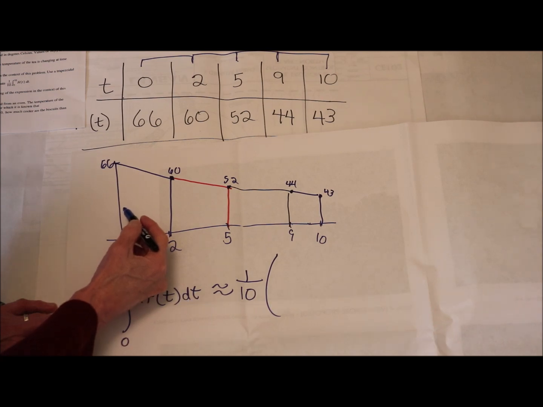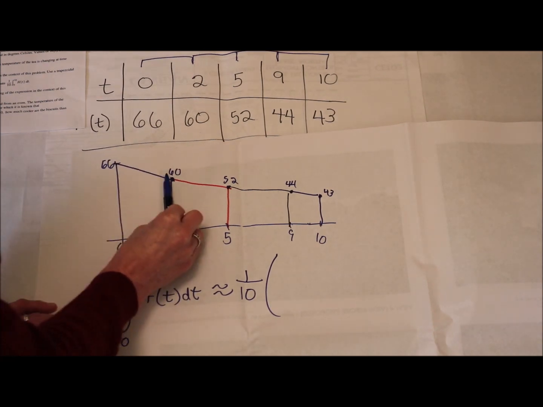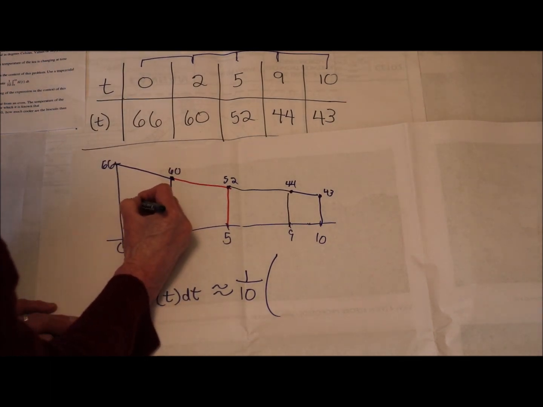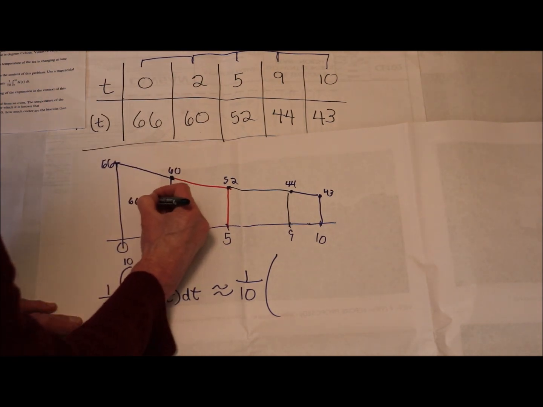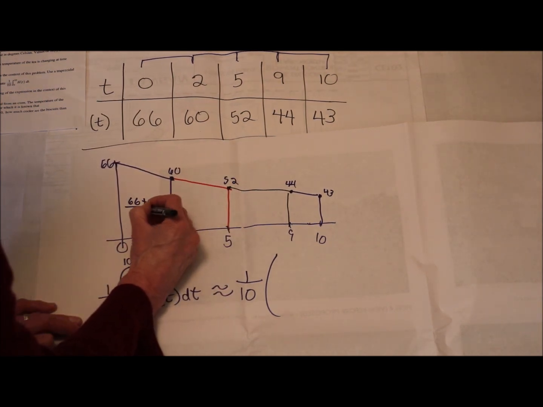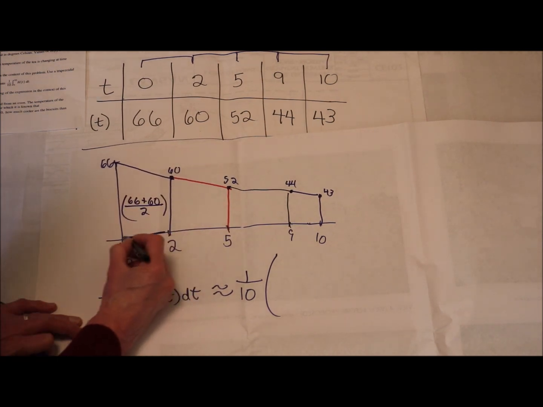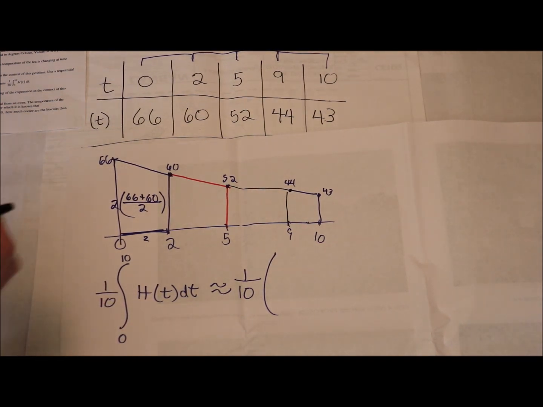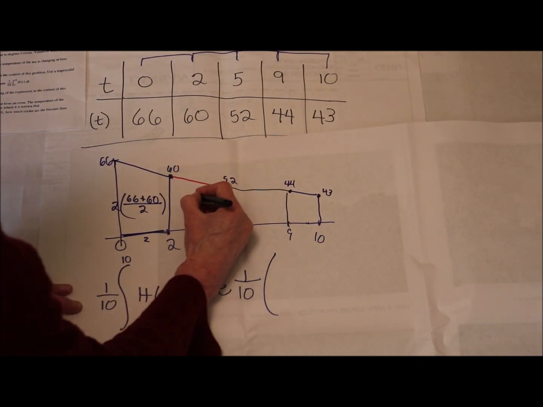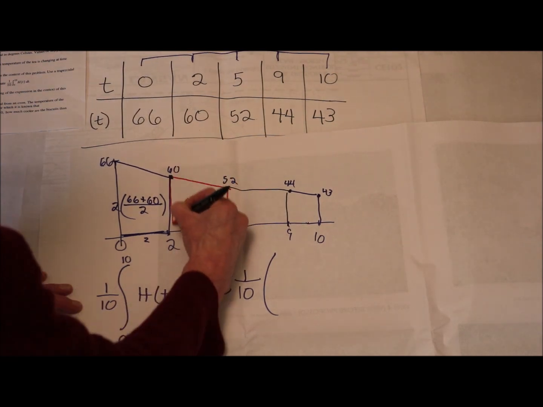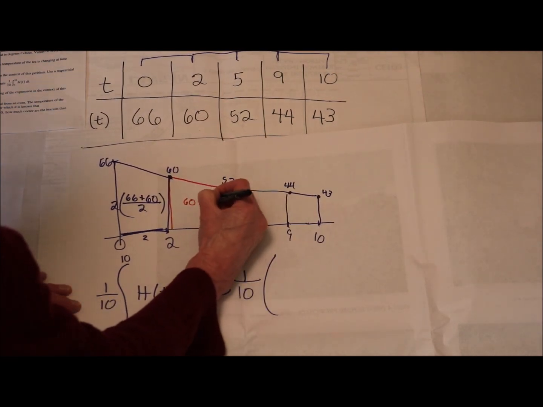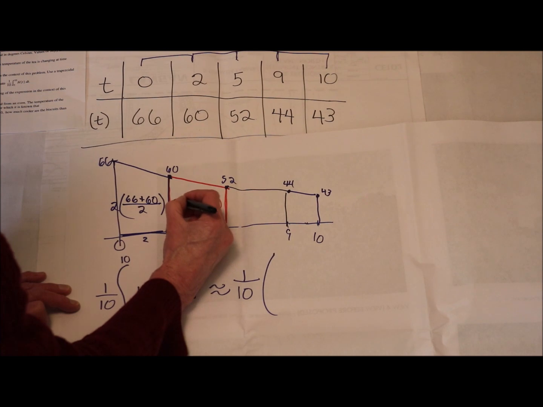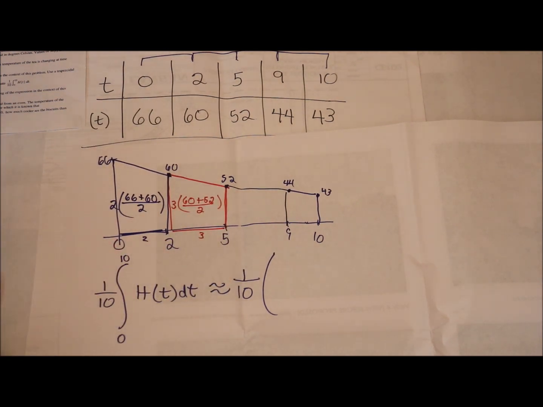If you recall the area of a trapezoid, it's one of the bases plus the other base, divided by 2. In other words, the average of the bases. So this base is 66, this base is 60, average of the bases times the height. The height is this distance right here, and so that's 2. Okay? The area of this red trapezoid, well, it's this base plus this base, divided by 2, average of the bases, times the height, and that's going to be 3. Hope you're appreciating the color coding.